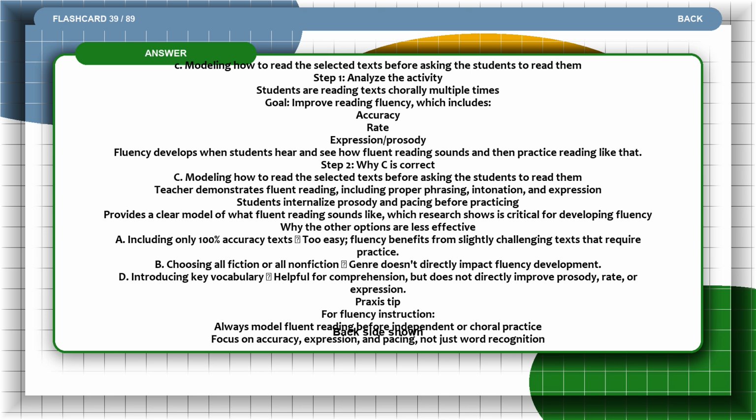Praxis tip for fluency instruction. Always model fluent reading before independent or choral practice. Focus on accuracy, expression, and pacing, not just word recognition.